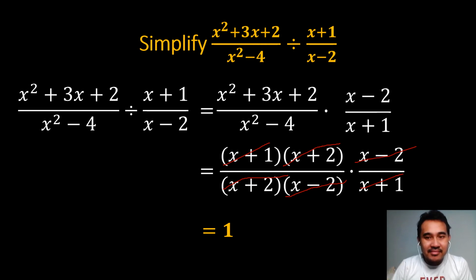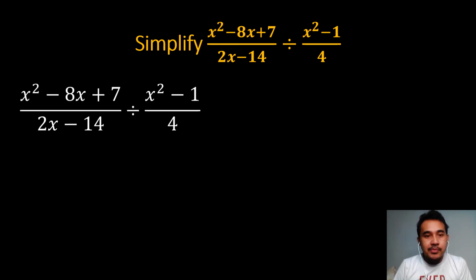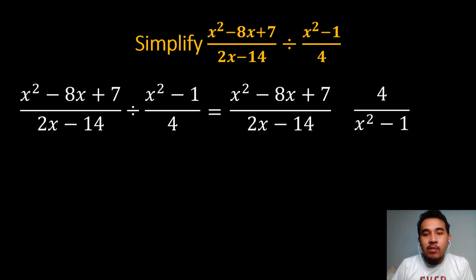Let's have another example. Simplify x squared minus 8x plus 7 all over 2x minus 14 divided by x squared minus 1 over 4. Writing the given, x squared minus 8x plus 7 all over 2x minus 14 divided by x squared minus 1 over 4. Now, let's rewrite the dividend: x squared minus 8x plus 7 all over 2x minus 14. And then the reciprocal of the divisor will lead to 4 over x squared minus 1. And then proceed to multiplication.